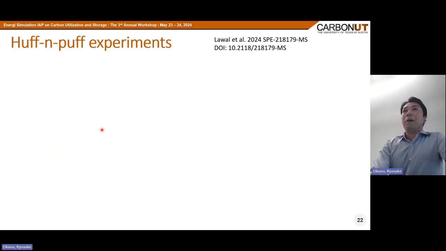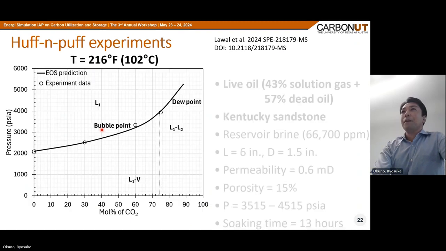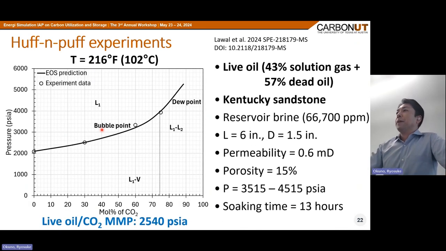Another example is a huff and puff experiment for tight sandstone. We used the Kentucky sandstone with a permeability of 0.6 millidarcy and porosity of 15%. We used live oil with a nitrogen nanobubble huff and puff, and we compared it with a supercritical CO2 huff and puff. The thermodynamic MMP for this CO2 live oil pair at 216 degrees Fahrenheit was 2540 PSIA. Our pressure for injection and soaking periods was 1400 PSIA, and production pressure was about 3500 PSI. And soaking time was 13 hours.